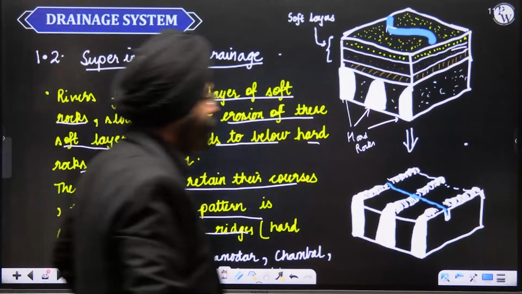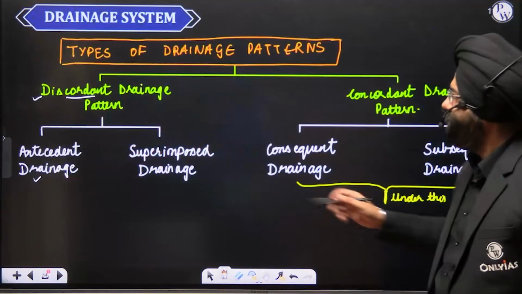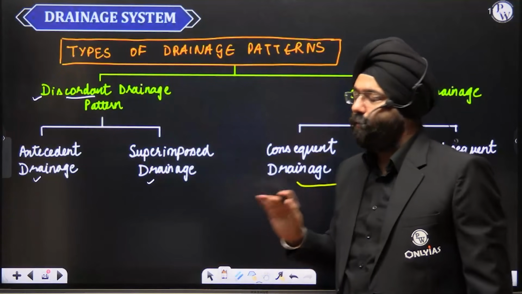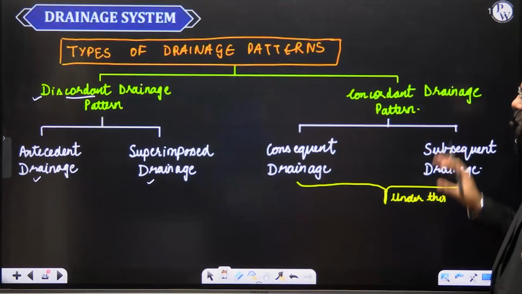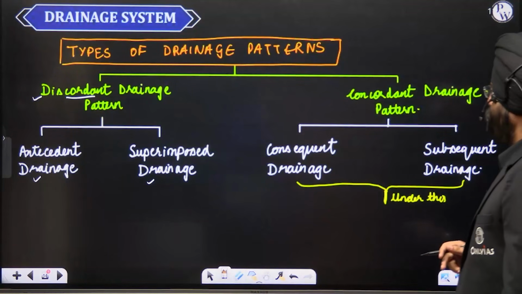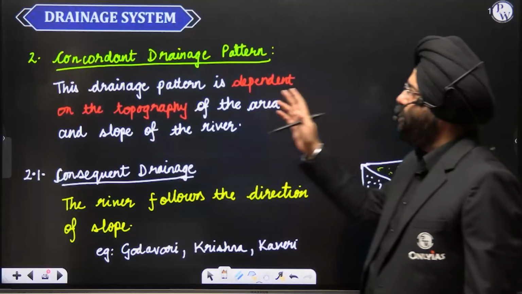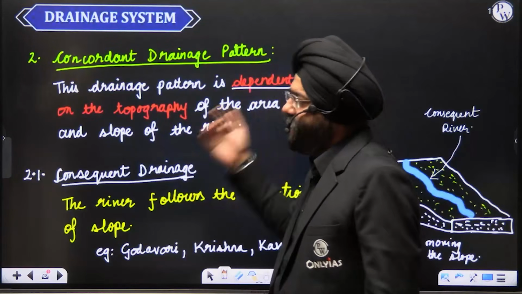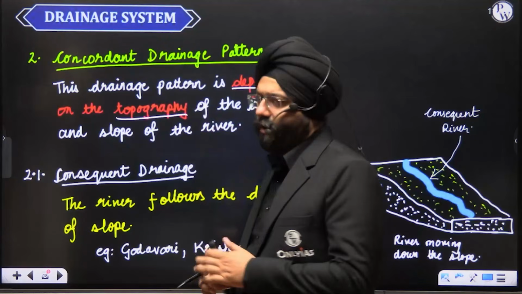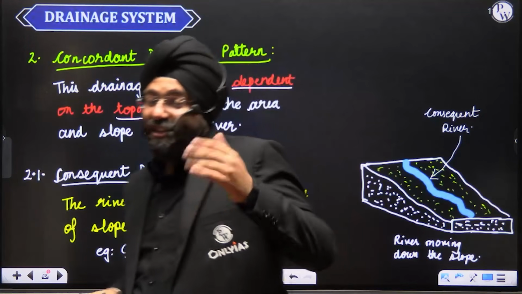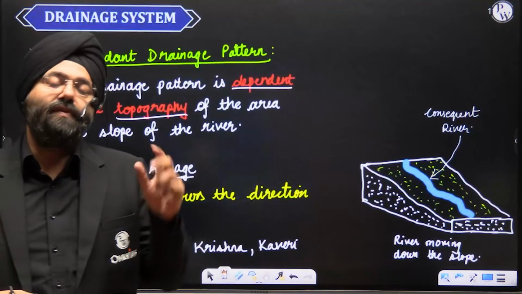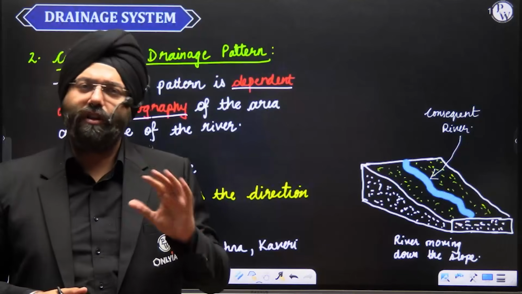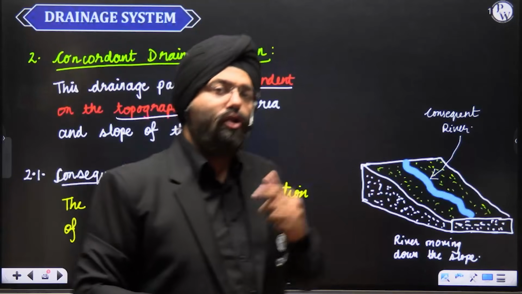Now what we have done is antecedent and superimposed drainage. So this becomes very, very clear for you. Now comes concordant, under which we have to study consequent and subsequent. See here. Concordant basically means that the drainage pattern is dependent upon the topography. The shape or the arrangement of the river will depend upon the topography, let us say the slope of the land and all. So all these factors, right? That is known as concordant.